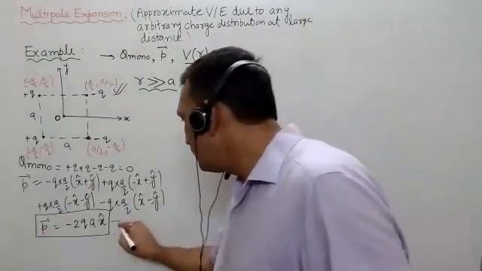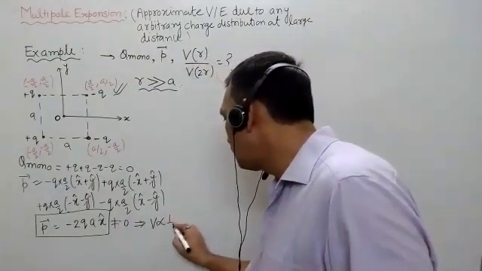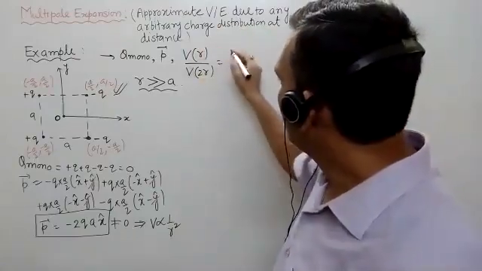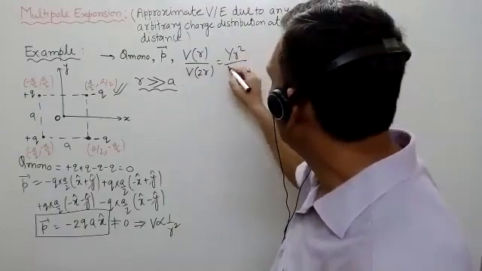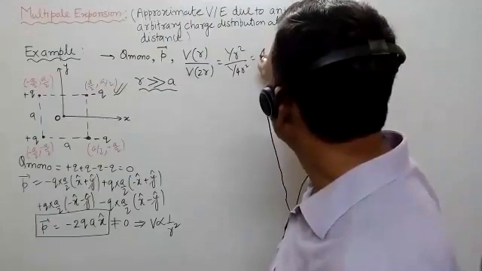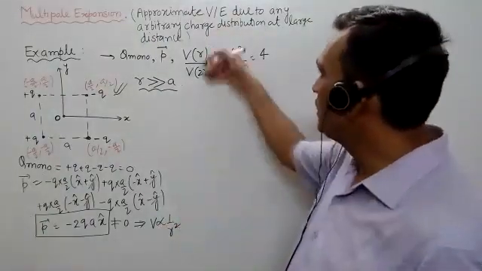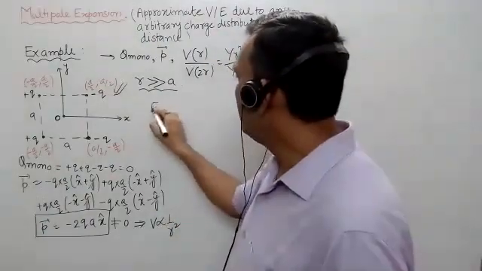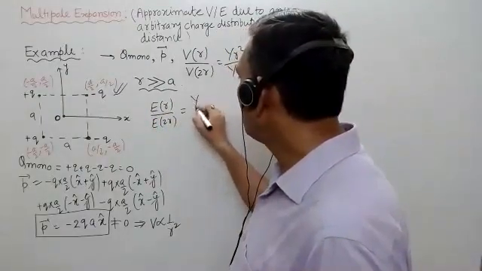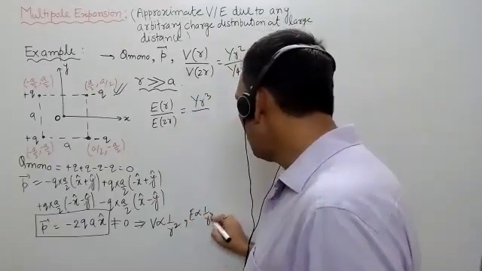So the dipole moment is non-zero. So what will be the approximate dependence? This will tell you that V is proportional to 1 by R square. So we can write this ratio. This is 1 by R square and this will be 1 by 4R square. So this ratio is 4 because the dependence is 1 by R square. And if you have to find the ratio of electric field at these 2 points, then E is proportional to 1 by R cube.